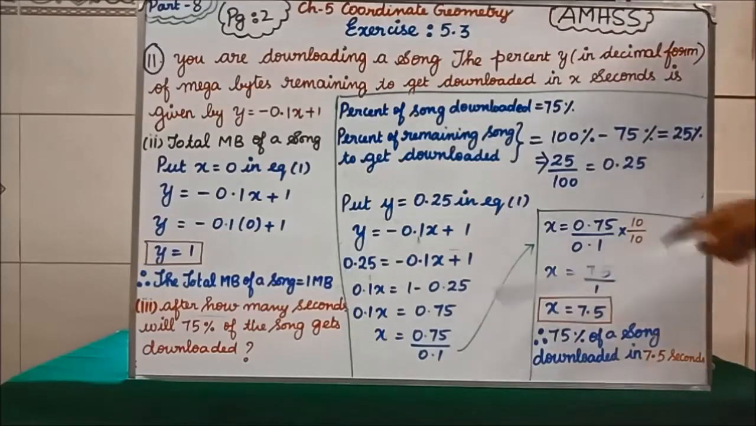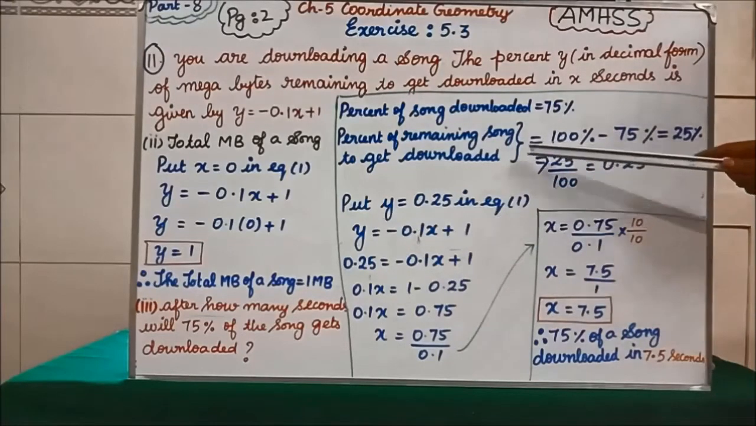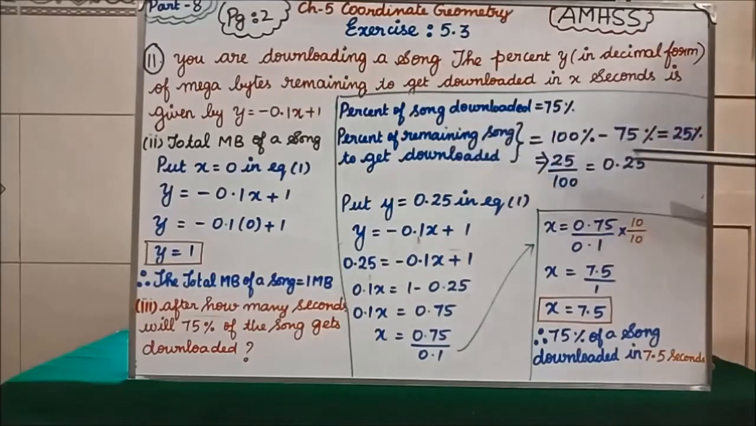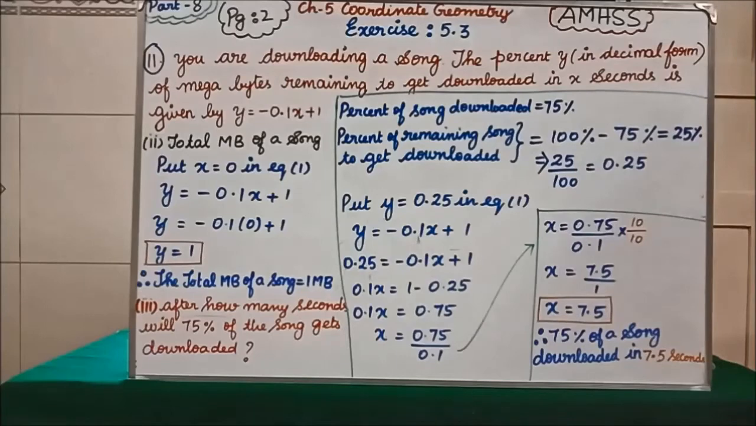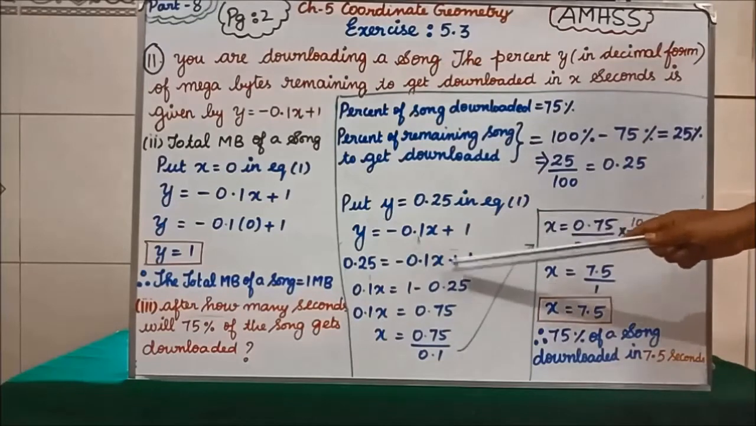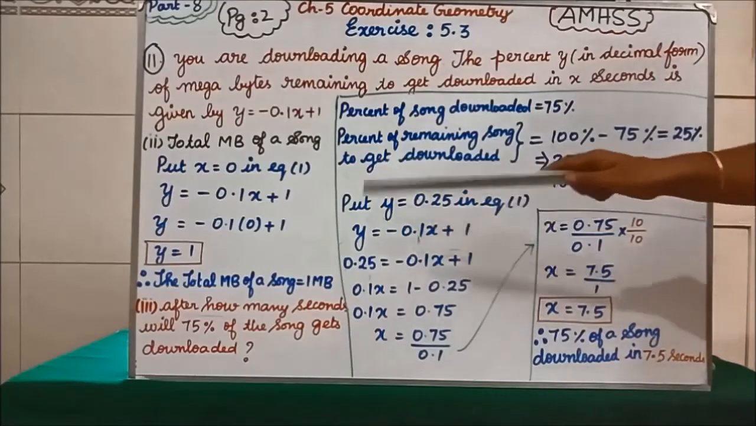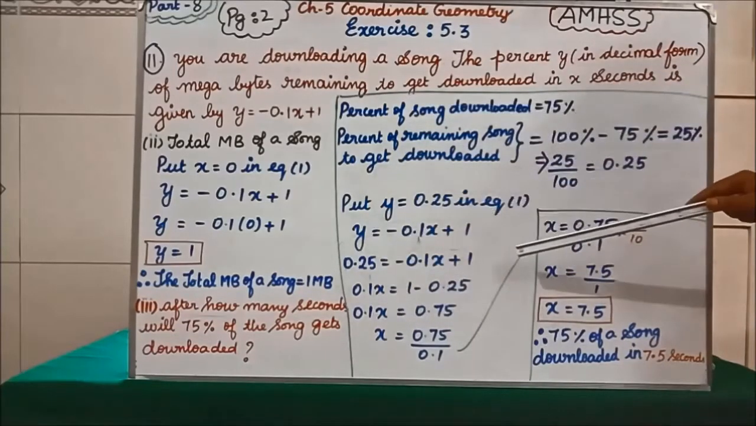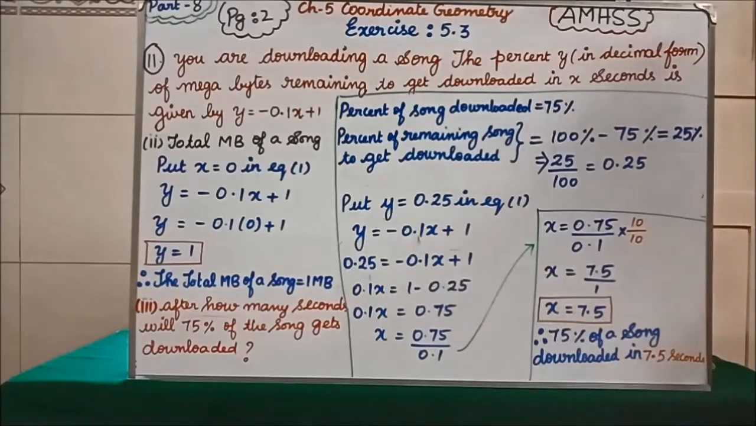What is our equation 1? Y equal to minus 0.1x plus 1 is our equation 1. Now remaining song to be downloaded is what? Which means y. Y equal to 0.25. So you substitute in the place of y, 0.25 is equal to minus 0.1x plus 1. Next step, this x is going that side and the 0.25 is coming this side. So if this goes that side, it will become positive. If this comes this side, it becomes negative. So 0.1x is equal to 1 minus 0.25. So we will get 0.75.